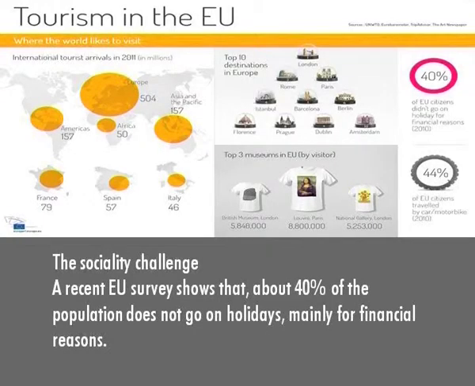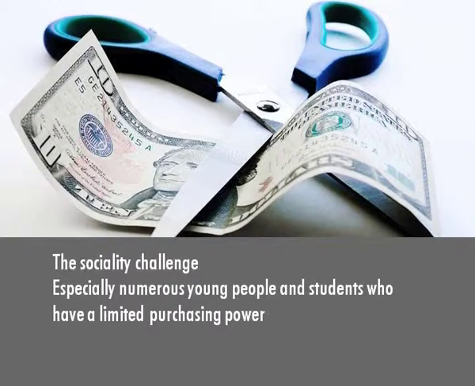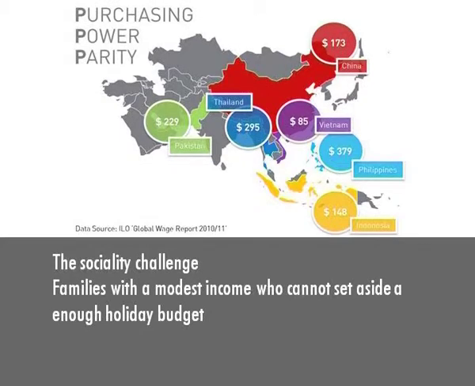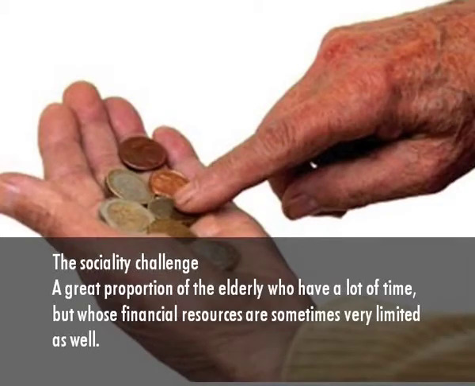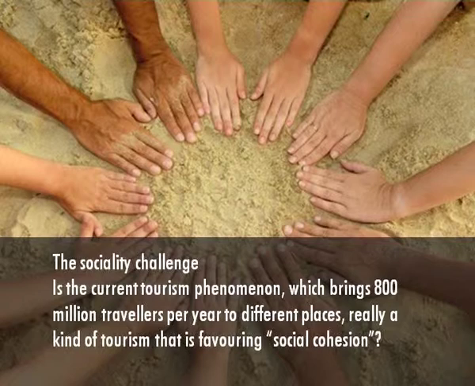A recent EU survey shows that even in the most developed economies in Europe, about 40% of the population does not go on holidays, mainly for financial reasons. This data concerns any population age group, but more especially numerous young people and students who have a limited purchasing power, families with a modest income who cannot manage to set aside a significant enough holiday budget, and also a great proportion of the elderly who have a lot of time but whose financial resources are sometimes very limited as well. In that social context, taking into account this social dimension, is the current tourism phenomenon, which brings 800 million travelers per year to different places, really a kind of tourism that is favoring social cohesion?